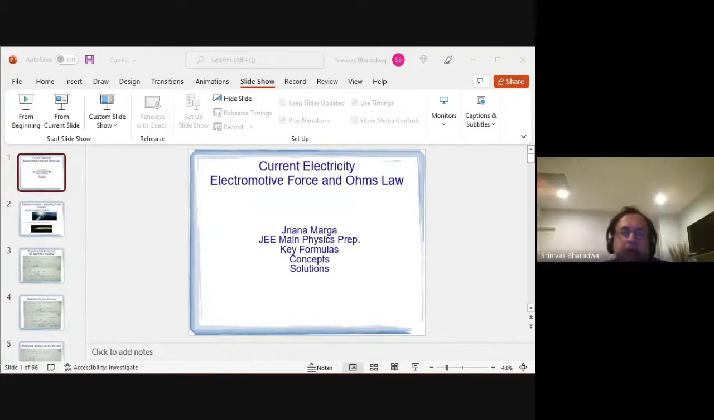So the thicker the wire, the less the resistance. The longer the wire, the more the resistance. Rho L by A.